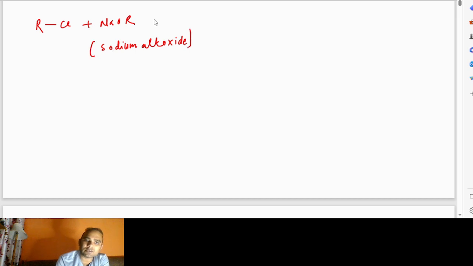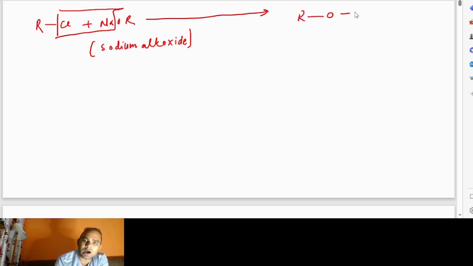Now, friend, move on to the next, with sodium iodide. I have CH3Cl starting with NaI. What is the reaction name, students? This is called the Finkelstein reaction, where iodide exchange takes place.